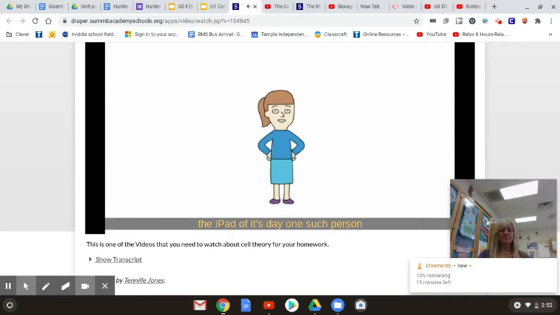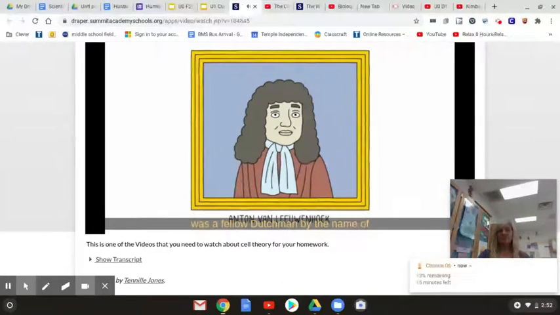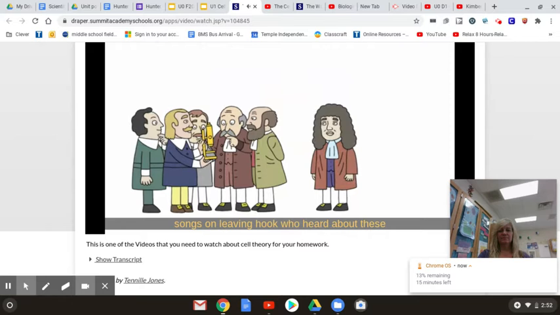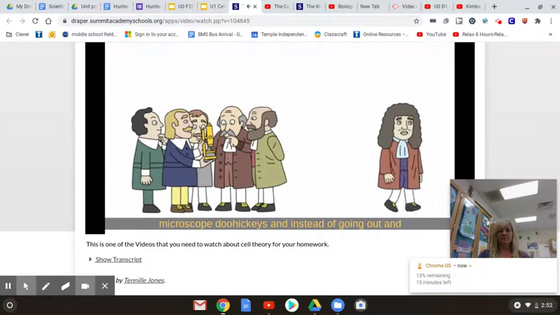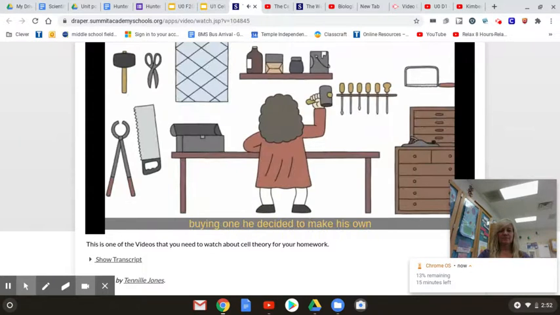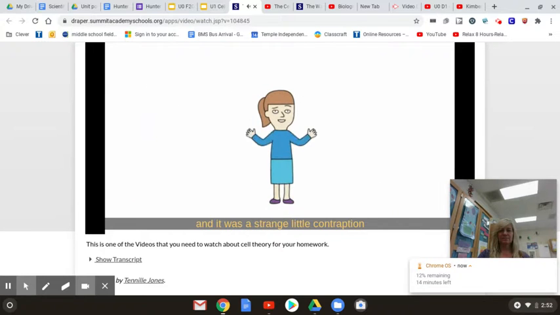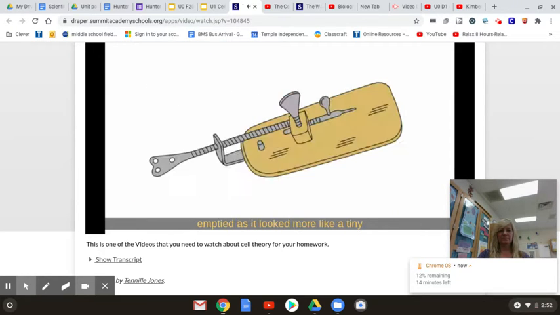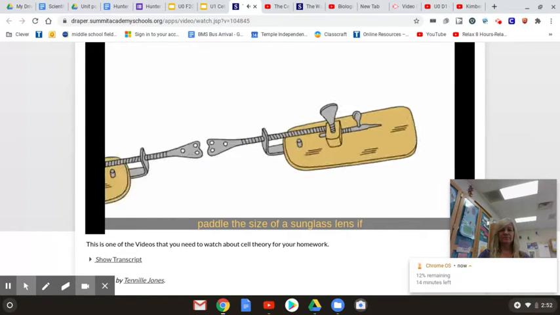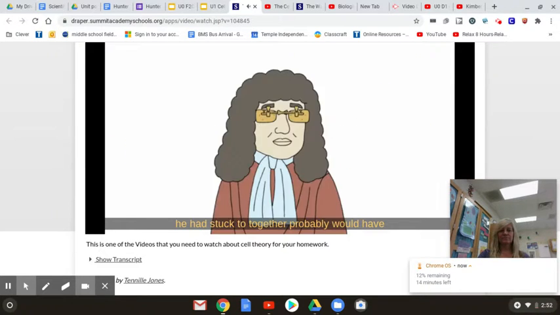One such person was a fellow Dutchman by the name of Anton van Leeuwenhoek, who heard about these microscope doohickeys, and instead of going out and buying one, he decided to make his own. And it was a strange little contraption indeed, as it looked more like a tiny paddle the size of a sunglass lens. If he had stuck 2 together, it probably would have made a wicked set of sunglasses that you couldn't see much out of.